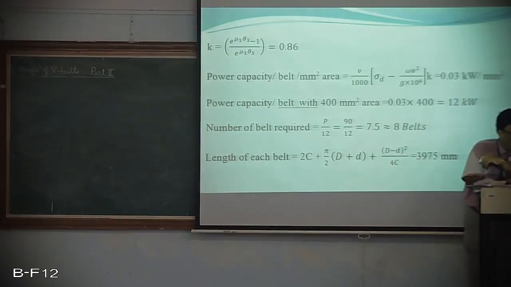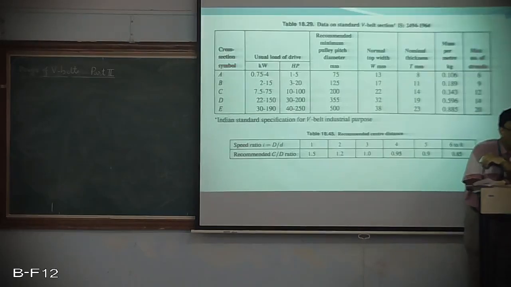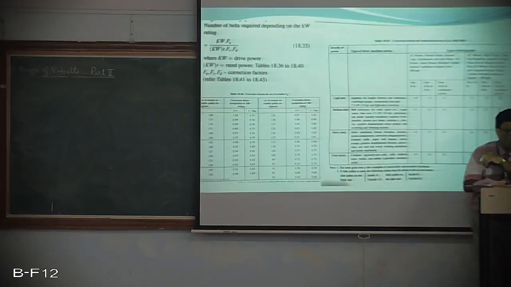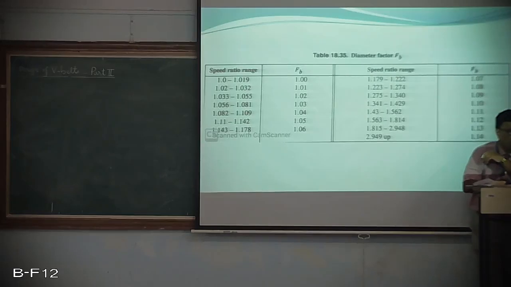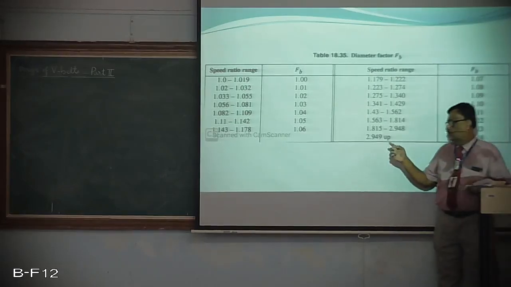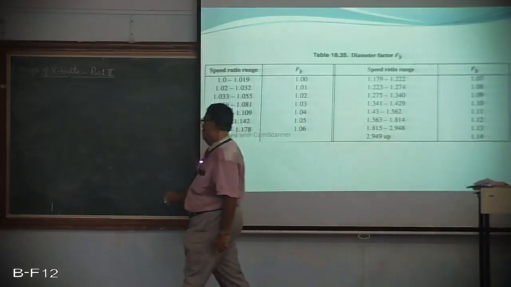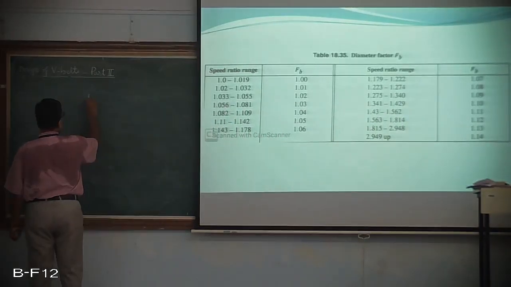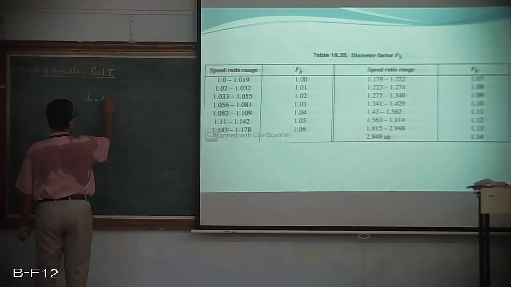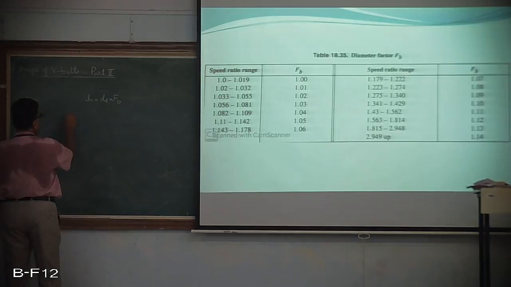So let me quickly go through what I have not given yesterday. Yesterday, I was mentioning what is called the diameter factor FB. That was for finding the equivalent diameter DE, which was called dP into FB. This is the equation we have used. And this FB depends upon the ratio.